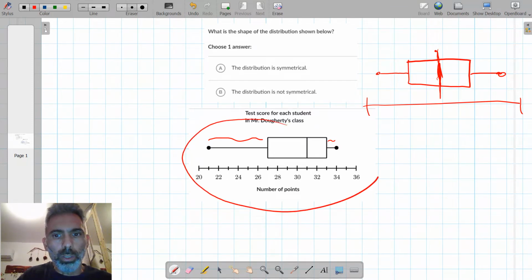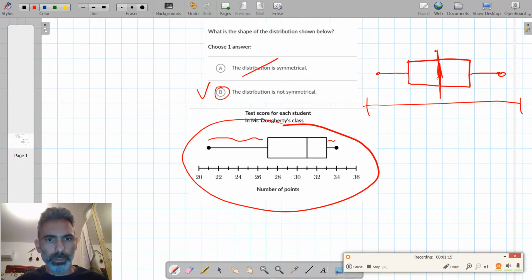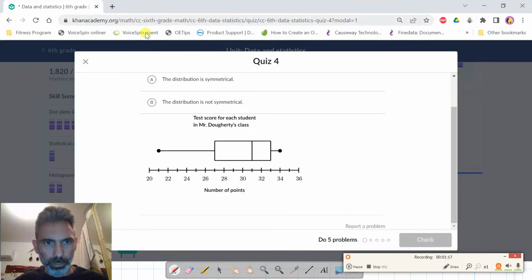So this box plot is sure not symmetrical, and the distribution is not symmetrical. This is the correct answer. So B.